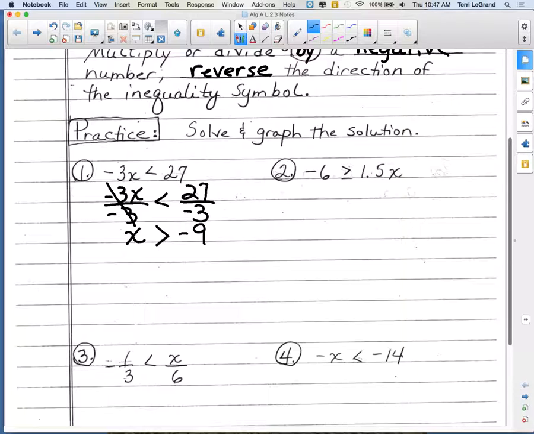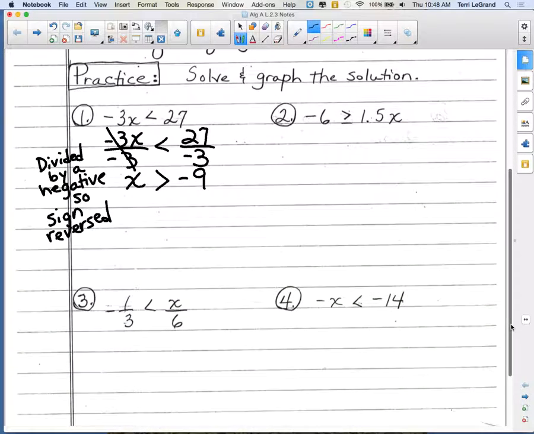Okay. I want you to put a little side note over here. Divided by a negative, so sign reversed. Okay? That little note. You don't have to do that every time in your homework, but at least have that here so when you look at it, you can understand why it started out pointing to the left and now it's pointing to the right.